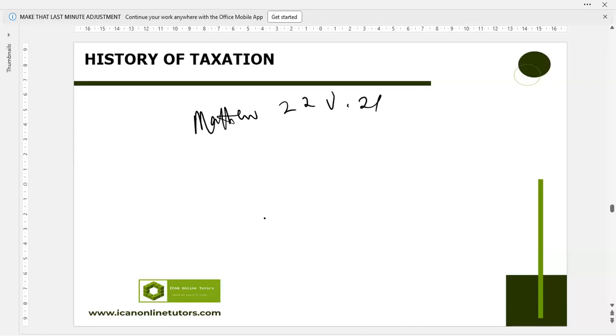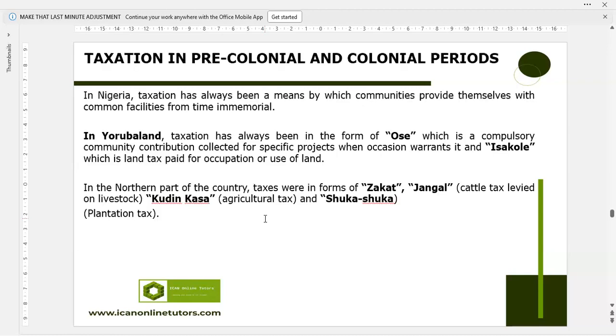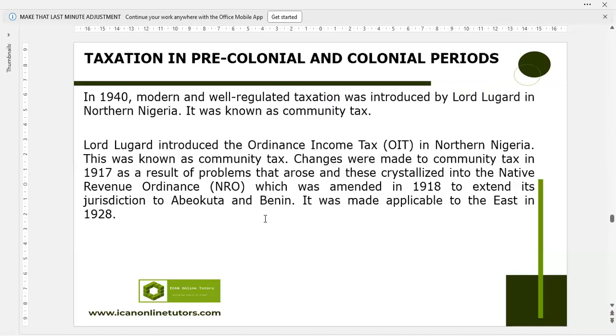In Nigeria, we know Lord Lugard also introduced the ordinance income tax. If you want to learn more about the pre-colonial and colonial periods, I have that here. So Lord Lugard introduced the ordinance income tax in the northern region. This was known as community tax. Changes were made to community tax in 1917 as a result of problems that arose, and this crystallized into the native revenue ordinance, which was amended in 1918 to extend its jurisdiction to Abeokuta and Benin. It was made applicable to the East in 1928. And don't forget, I told you that there were riots.